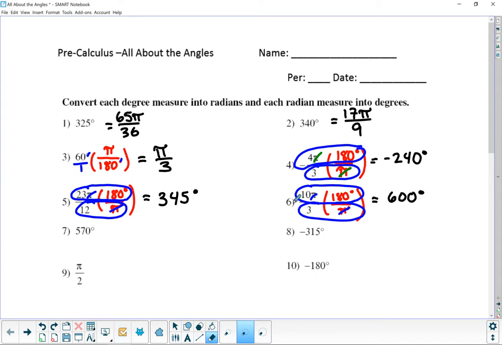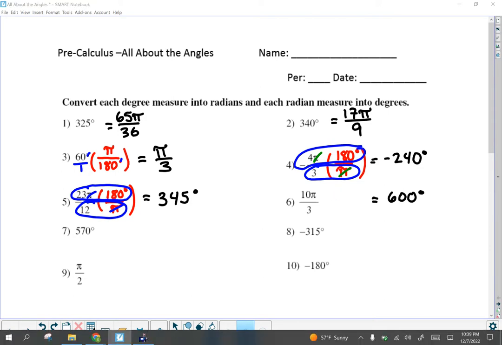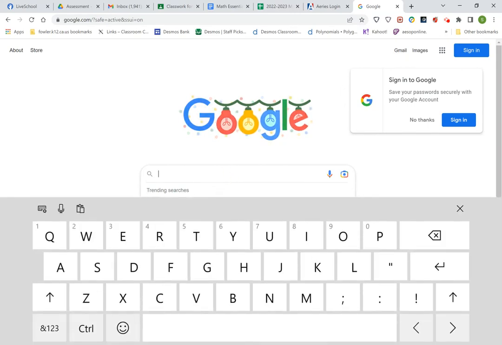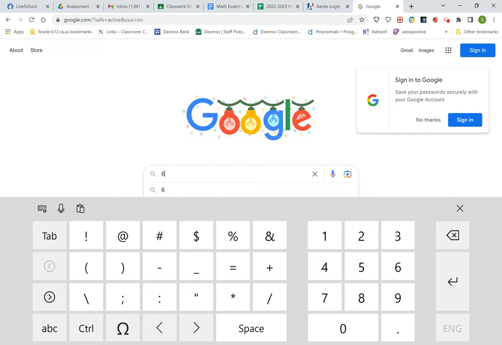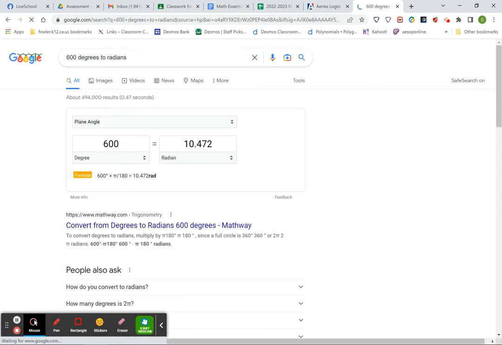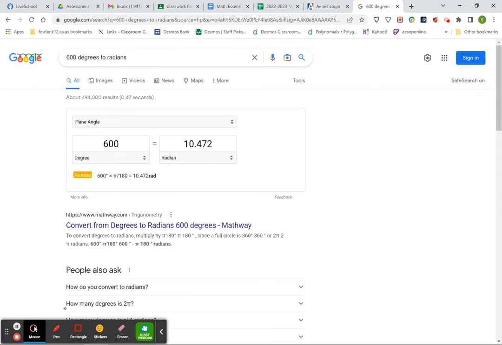Or heck, let's do it like this: 10 pi over 3. What is that in degrees? Or you can do 600 into radians. I'm going to do 600 into radians because I don't know if I know how to type 10 pi over 3 into Google. So I'm gonna type in 600 degrees to radians, and look, here's my first search for that, and it tells me 600 degrees is 10.472 radians.